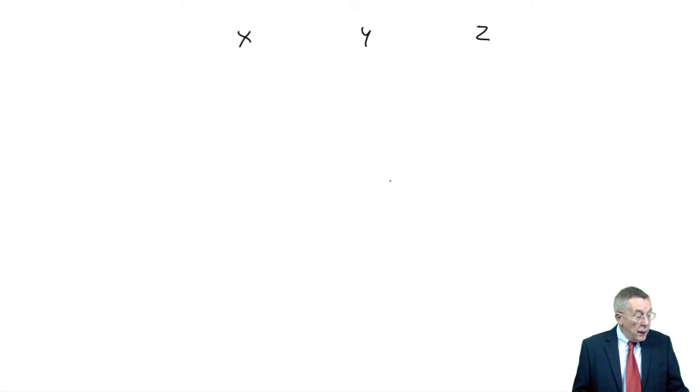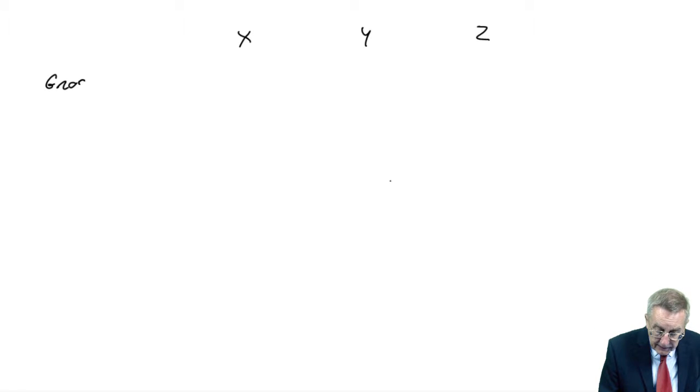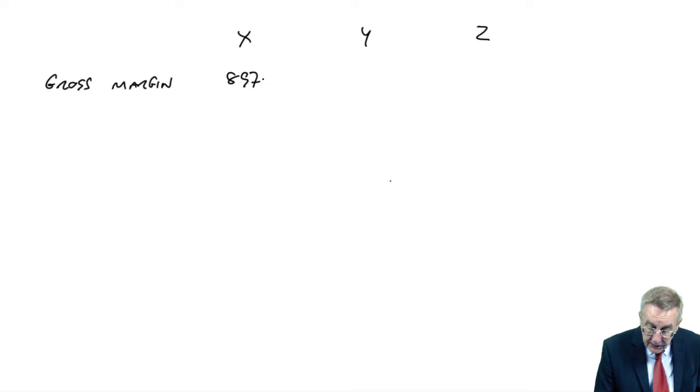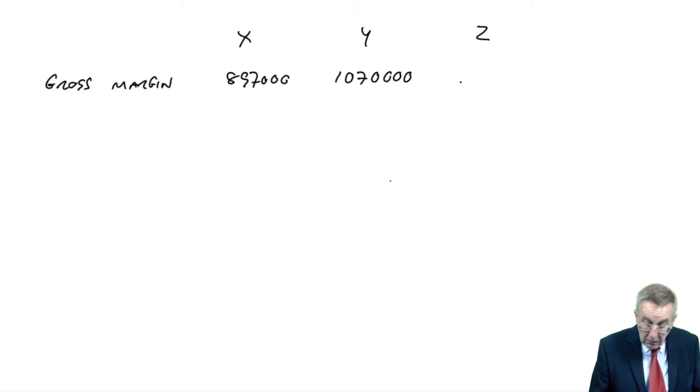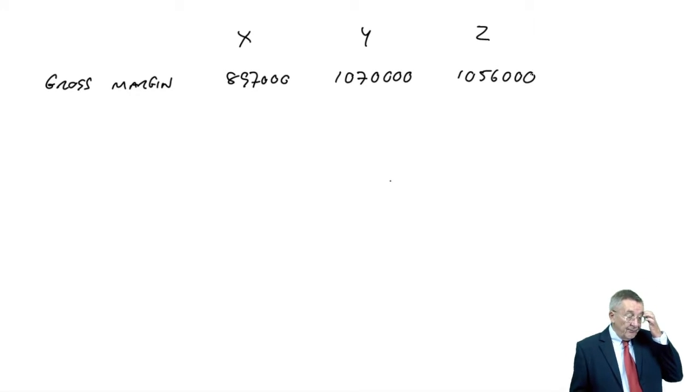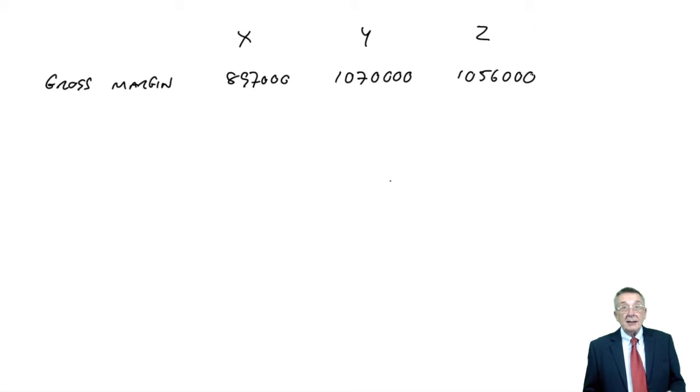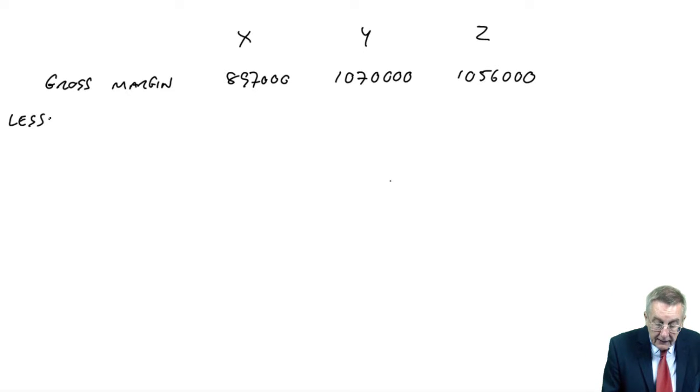So our customers are X, Y, Z. We know the gross margin: 897,000, 1.07 million, 1.056 million. But let's charge against that an amount for the cost of all the sales visits, the cost of processing the orders and so on. So we subtract the customer-specific costs.